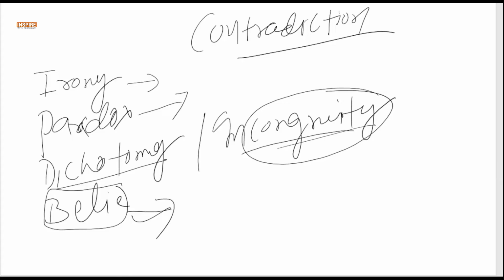This is absolutely important. So I repeat, irony, paradox, dichotomy, belie and incongruity. All these words mean nothing but a contradictory situation. Yes, if it is irony, it is unexpected and contrary. If it is paradox, it is self-contradictory. So remember this, one of my all-time favorite families, contradiction, and various nuances, various shades of contradictions, right?